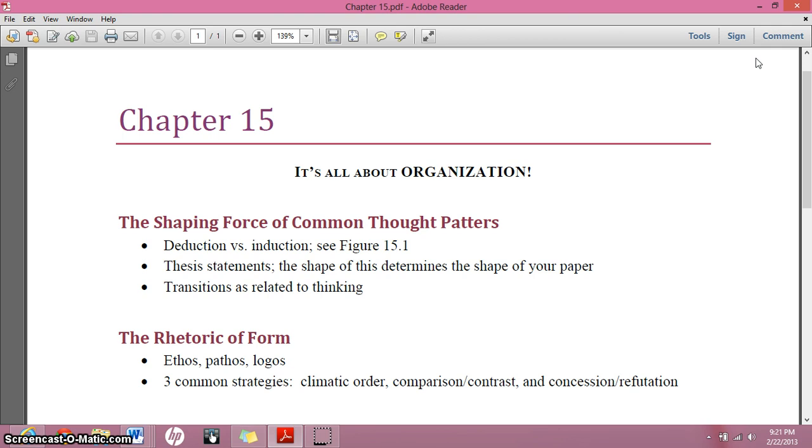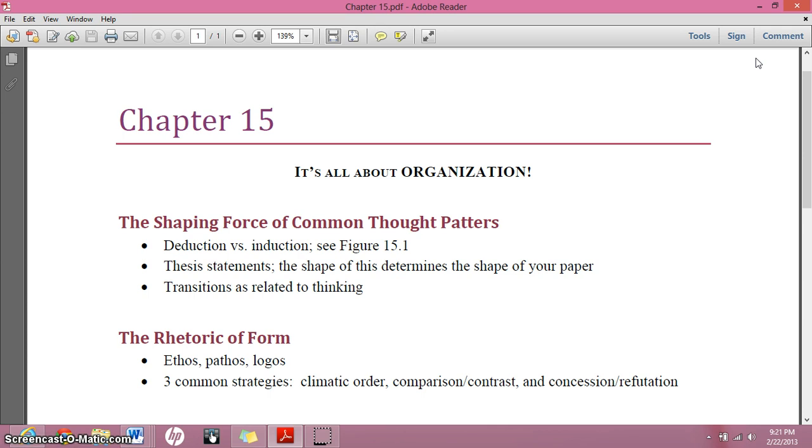And then the textbook has another little snippet on transitions. Transitions, I believe we've already talked about as well, but I like what they say in this chapter about transitions and how it relates to your logic or your thinking. So your transitions help take your reader through your thought process, whether you're doing induction or deduction. Your transitions can help with that. So no matter what your organization is, however you choose to build your paper, it's the transitions.